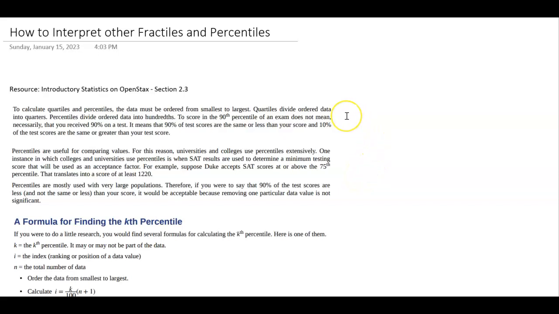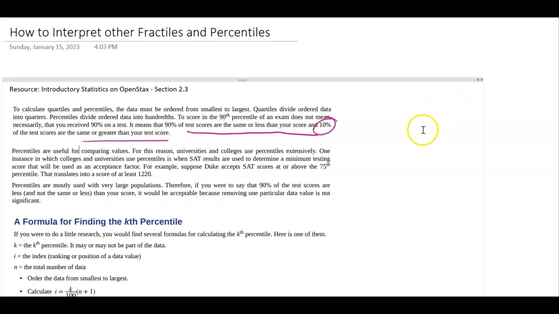This video is going to look at fractiles or percentiles that are not necessarily just the quartiles. So we already know that the quartiles divide our data into quarters. However, percentiles are going to divide our ordered data into hundreds. So the 90th percentile does not mean that you made a 90% on the test. It means that 90% of the scores are the same or less than your score, and 10% are the same or higher than your score.